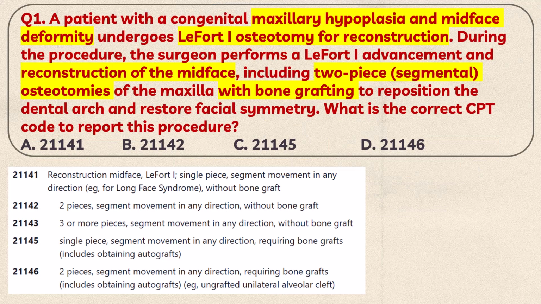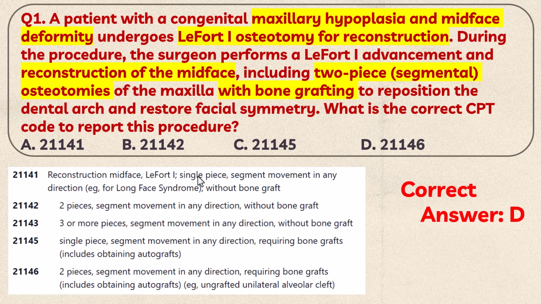So when you go to the code, 21141 is reconstruction midface, Le Fort I, single piece segment movement in any direction without bone graft. In our case, 2 pieces with bone grafting. So this is not a suitable answer. 21142 also 2 pieces but without bone graft. So this is not a suitable answer. 21145 is single piece. 21146 is 2 pieces segment movement in any direction requiring bone graft, includes obtaining autografts, unilateral alveolar cleft. So this is the correct code explaining the scenario. So Le Fort osteotomy, 2 pieces with bone grafting. So the correct answer is answer D.